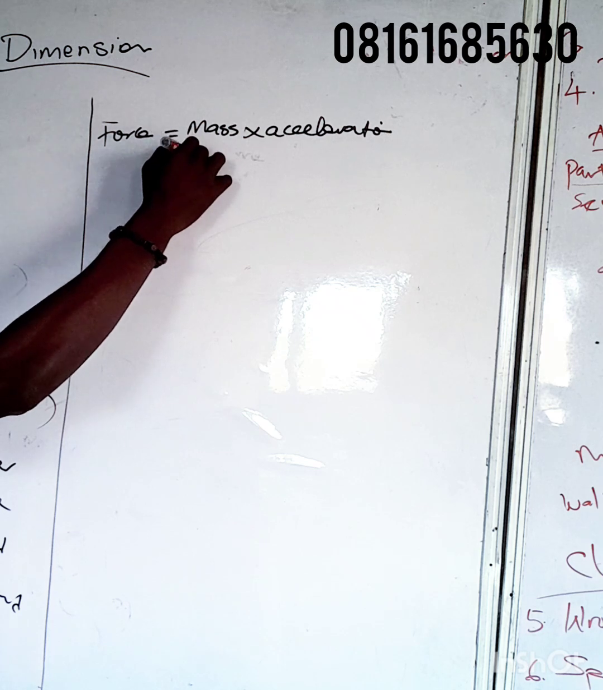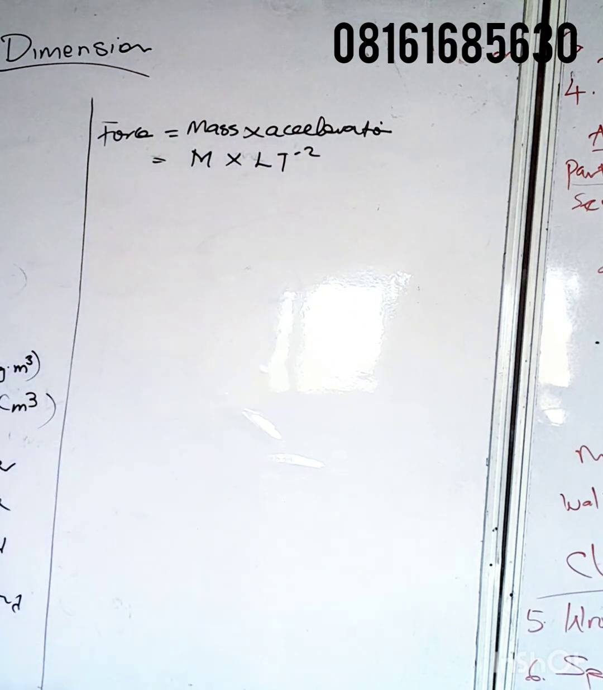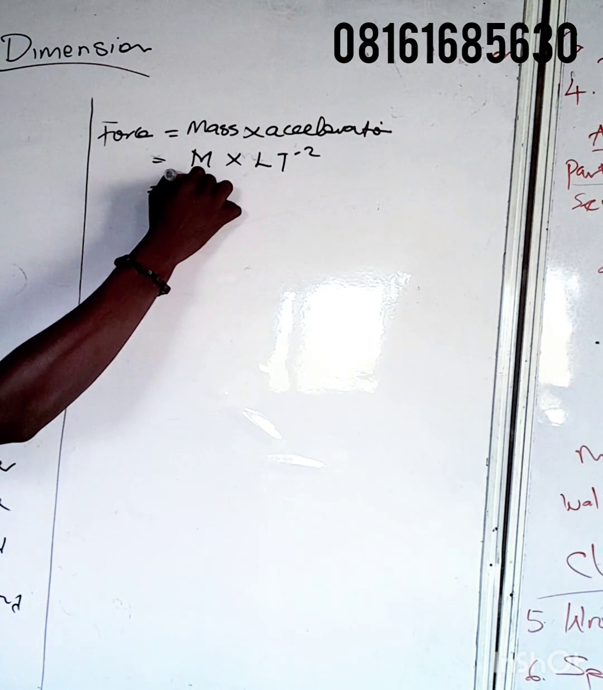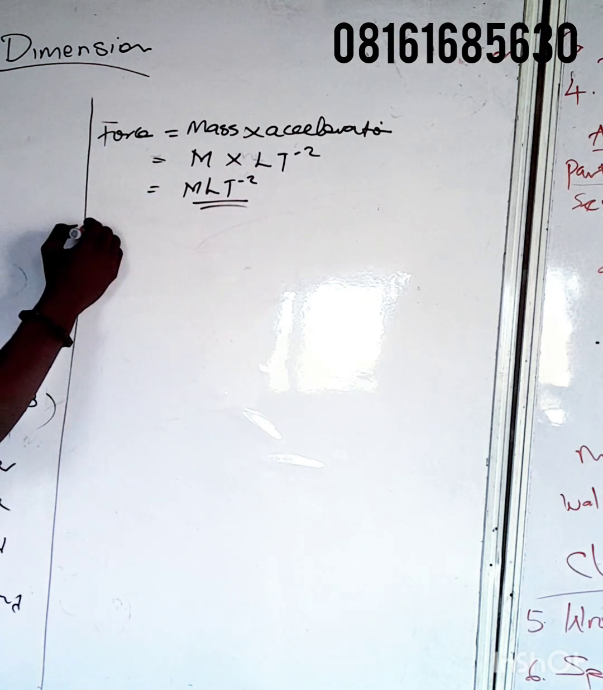The dimension of mass is M. The dimension of acceleration is L per T squared. Am I right? Yes. Now, combine the two together. You have ML per T squared. That is the dimension of force.